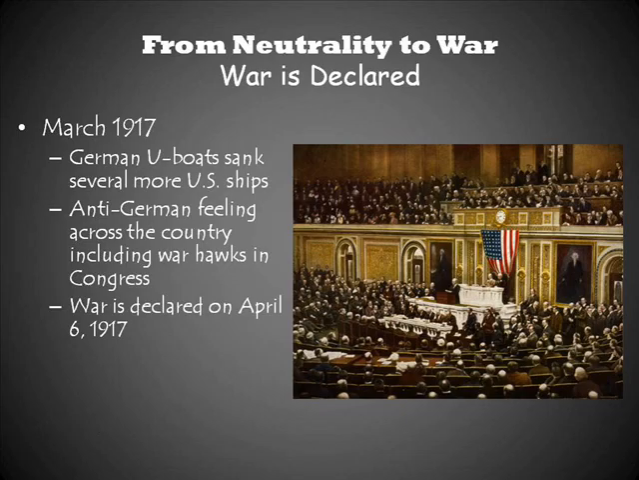So in March 1917, after the German U-boats sink more ships and break that pledge, the Sussex pledge that they had with the United States, Wilson is given no other option but to declare war. Because there was such a growing anti-German feeling in the United States, can Wilson declare war all by himself? No, he cannot. He needs approval of Congress. And that's exactly what happens. On April 6, 1917, Congress will declare war on Germany. And the U.S. enters World War I.